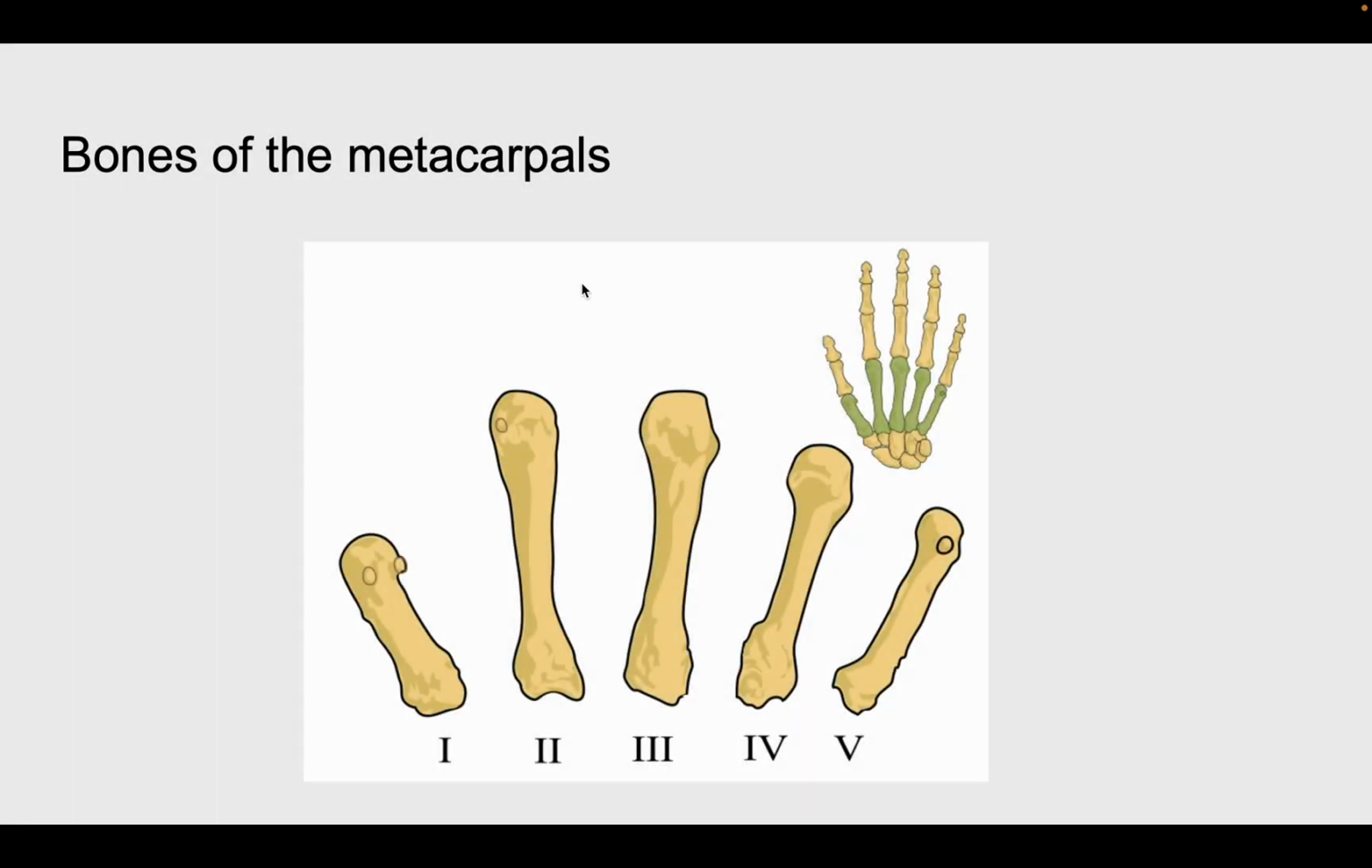Now the bones of the metacarpals. We have 1, 2, 3, 4, and 5. Starting from your thumb as 1, your pointer finger as 2, middle as 3, ring as 4, and then pinky as 5.